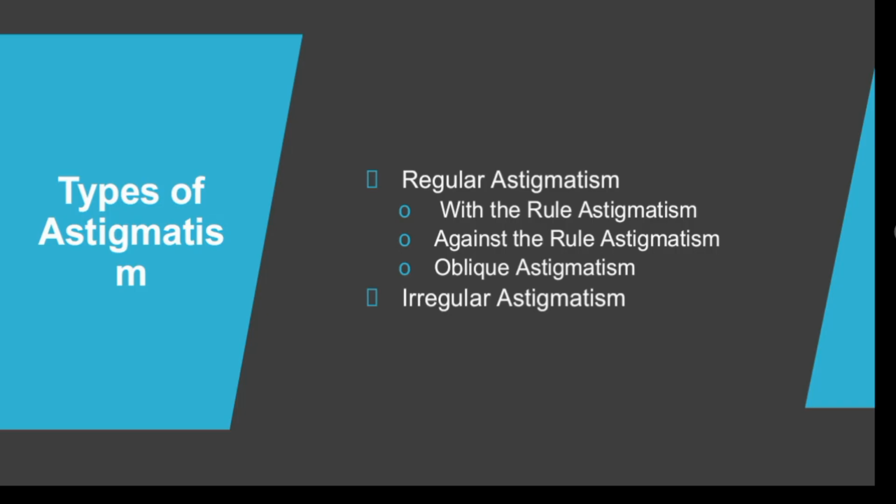And what are the types of astigmatism? There are two basic types of astigmatism. There can be regular astigmatism or there can be irregular astigmatism. Two basic types: regular or irregular astigmatism.